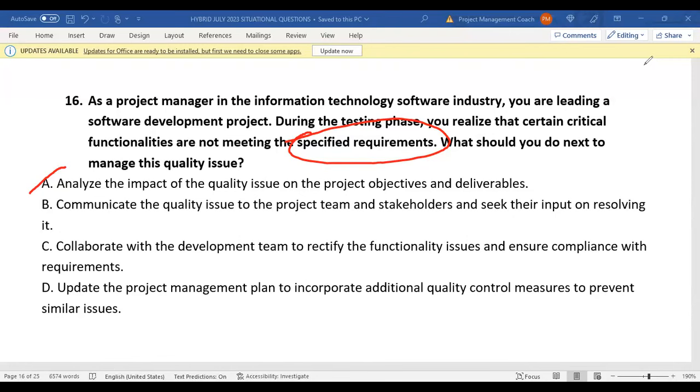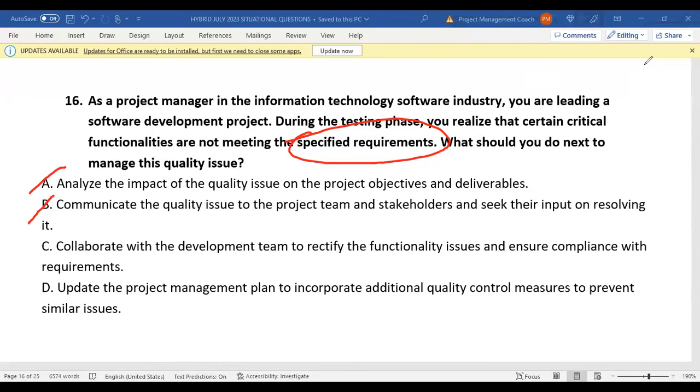B, communicate the quality issue to the project team and stakeholders and seek their input on resolving it. Well, random stakeholders are not the best people to contact for this. So we wouldn't choose B either, even though it sounds like a plausible one. That would be a last-ditch effort if there wasn't something better. Let's take a look at C.